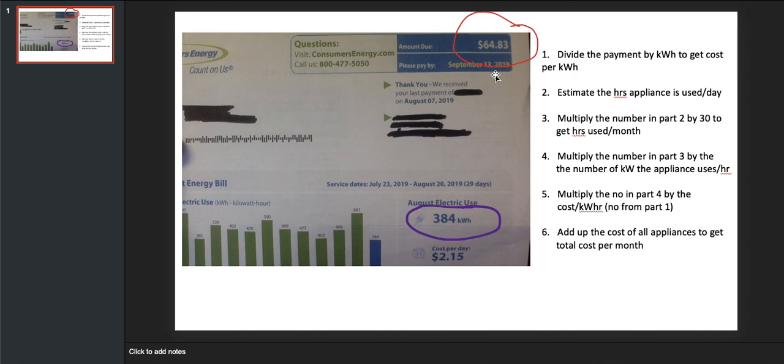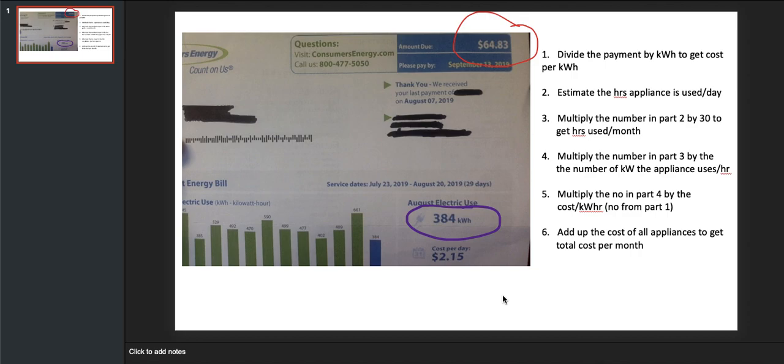Now this is a little general because there are other fees and such that are included in the amount due, but it doesn't matter. We're just going to do this calculation the way it is anyway. Okay, then the next step is to estimate the hours you use each appliance every day. And you have a list of appliances that are in a table provided for you.